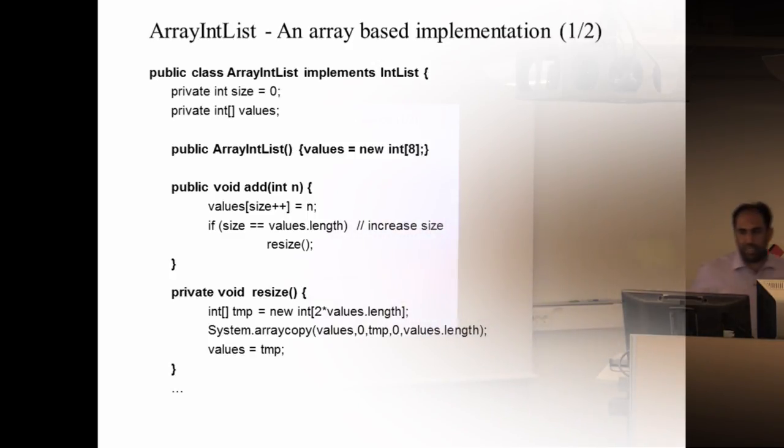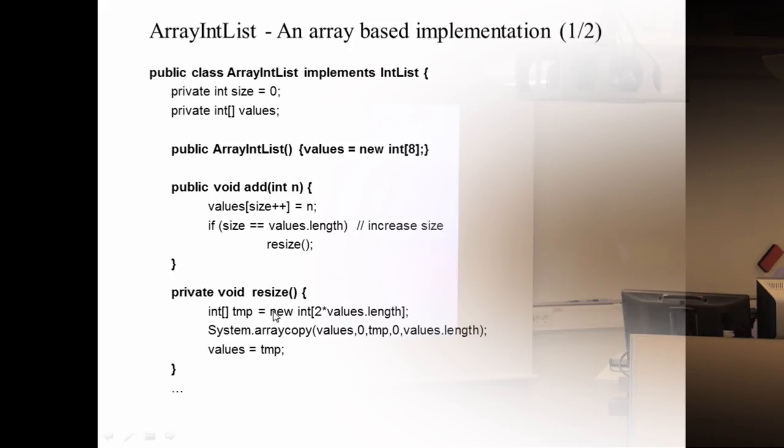But when we create the ArrayIntList, when we instantiate it in the constructor, we initialize the capacity to be 8 or 10 or whatever you want. And then we have an add method. If you look here, this takes a value and adds the value over here. If the array becomes full, if the size becomes equal to values dot length, then we need to resize it.